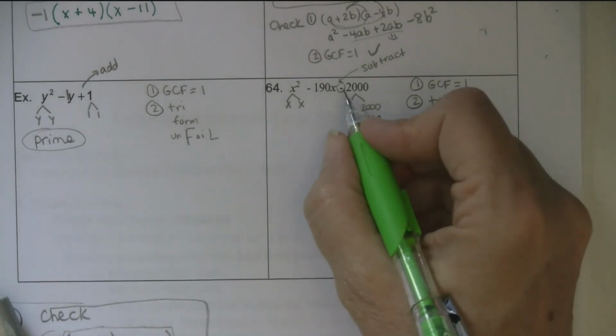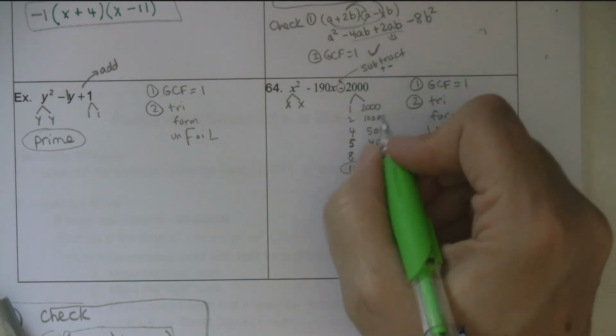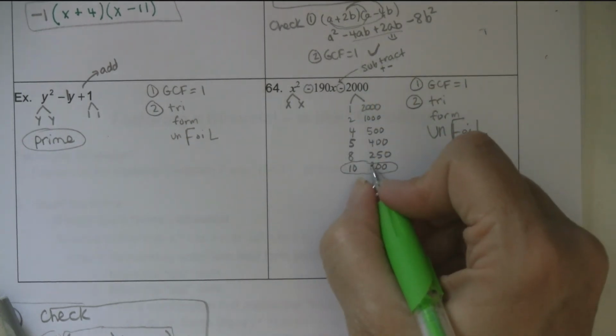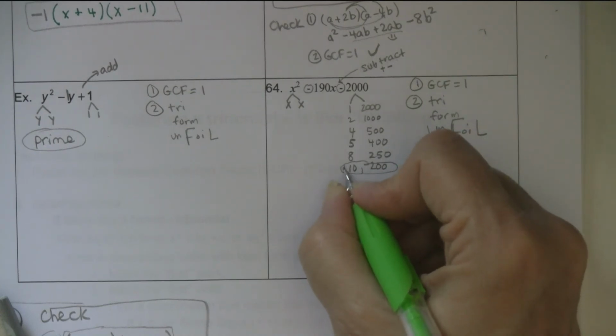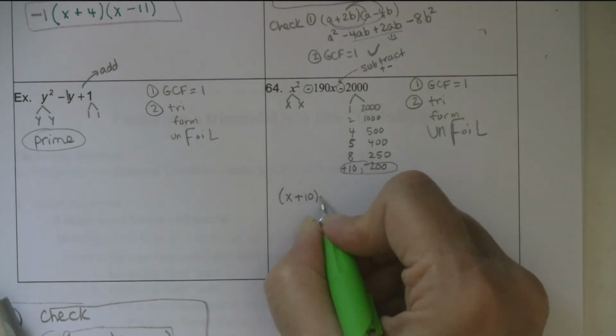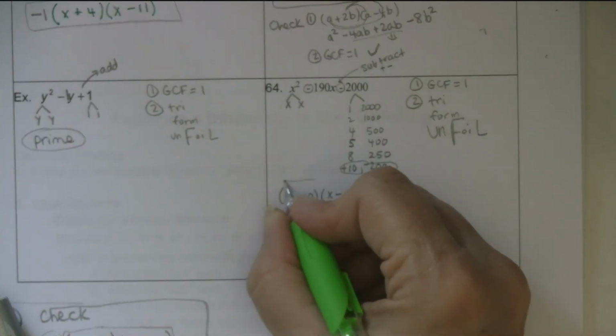And so this tells me subtract. It also tells me the signs are 1 positive and 1 negative. And this tells me the bigger one is just like me, and 200 is bigger than 10. So it's negative 200 and positive 10. So this would be x plus 10, x minus 200. And then that's the answer.